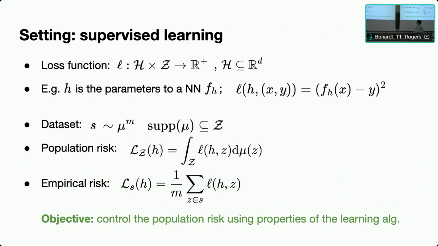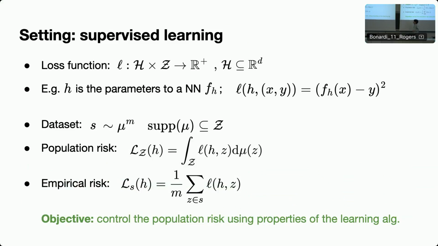So we have a loss function L, which maps a hypothesis from the set H, and an example from the set Z to a loss. The classical, we're going to take H to be in R^D. So the classical example is, well, one example is a neural network f_h. So H here is the weights and biases, and the examples are some features and a label.